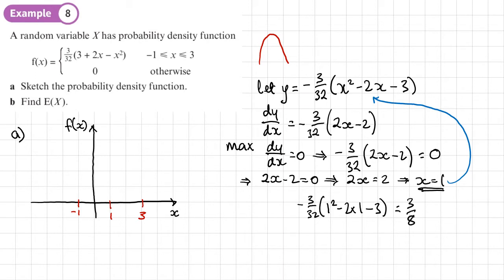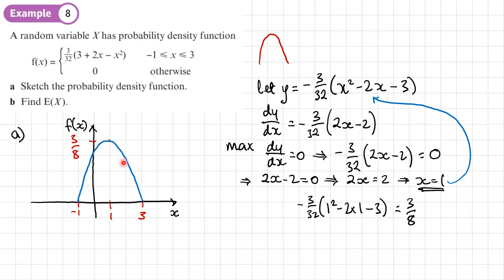Now, there are other ways of finding a maximum. You could complete the square if you wanted to. That's a different way of doing it. I've just decided to do it that way. So I've got a maximum. Let's put the maximum here at a value of 3 over 8. That allows me now to sketch this quadratic, or this probability density function, like this. And that's what it should look like.